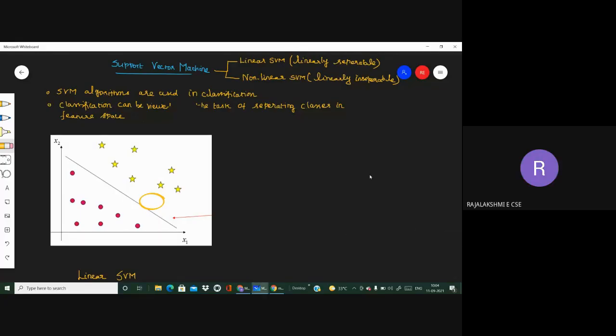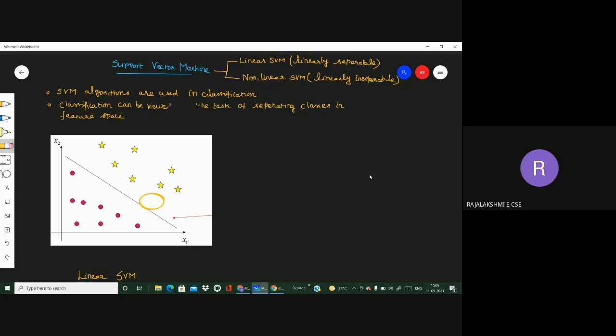Today, we are going to see the support vector machines. Usually, SVM algorithms are used in classification techniques. Classification can be viewed as the task of separating some classes in the feature space.